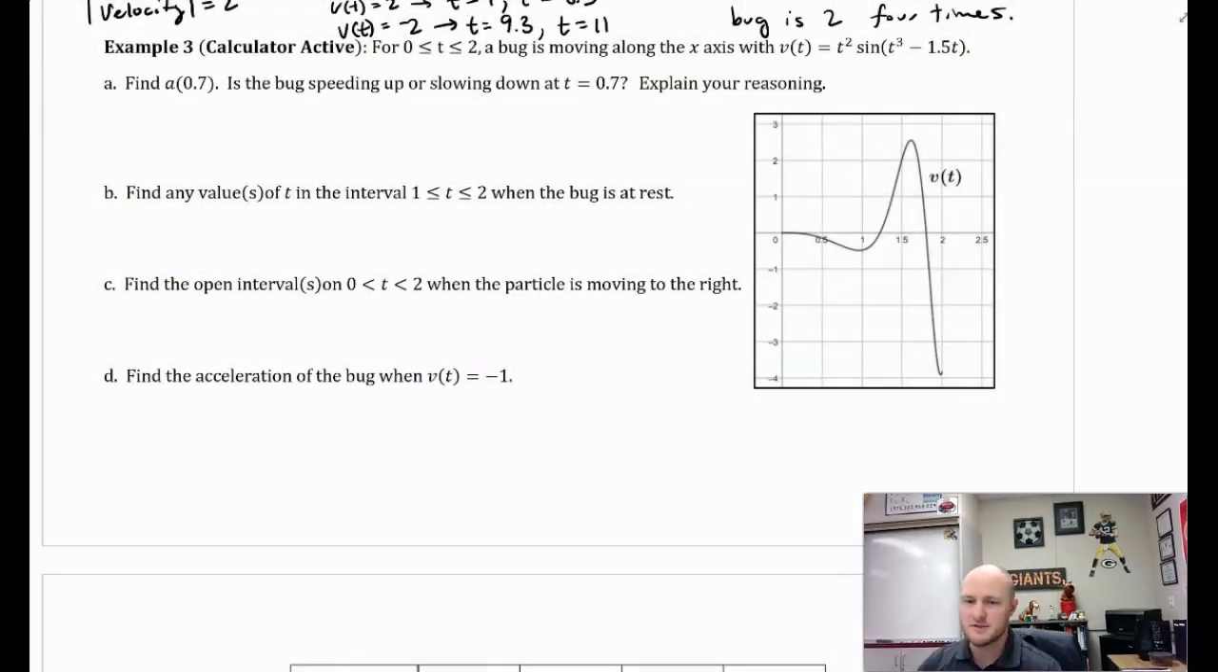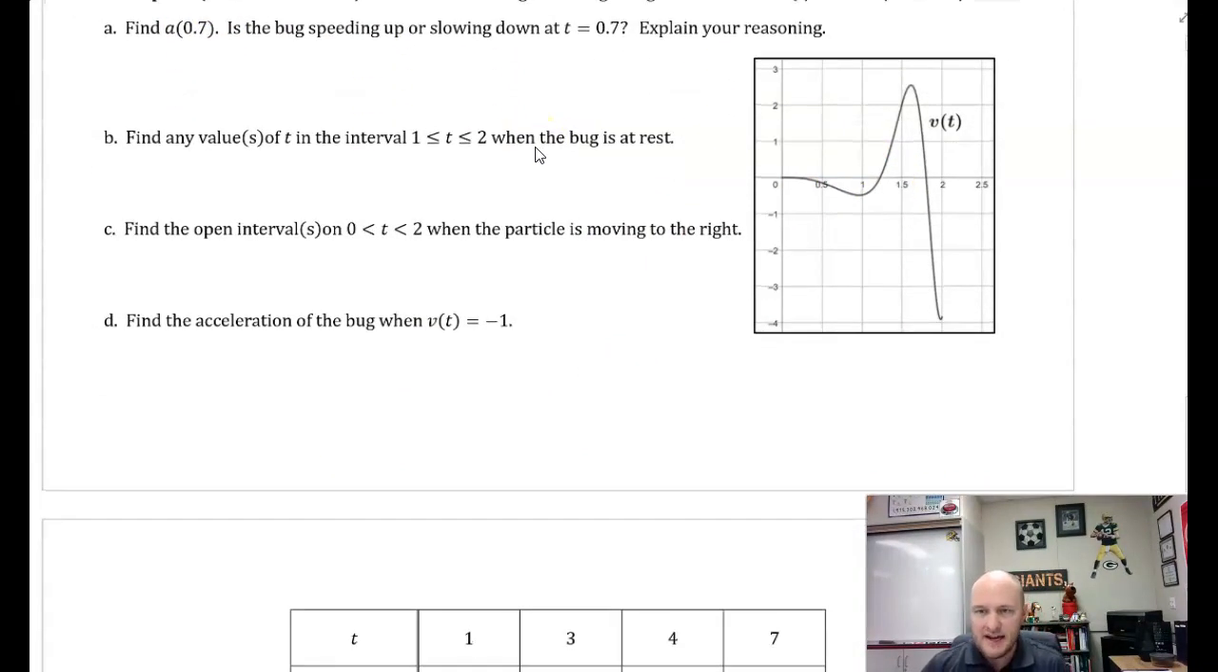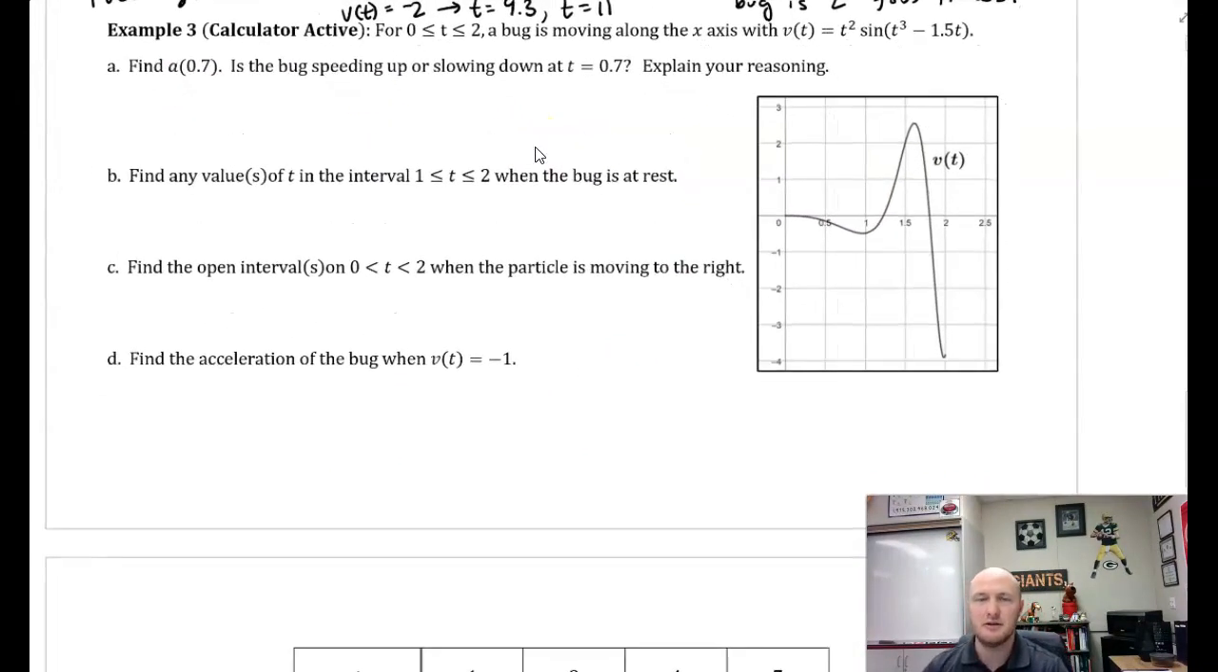This is 4-2, and this is the second lesson on linear motion. Today we're going to talk about some linear motion problems. Diving back into our notes here is example number 3, and example number 3 is calculator active, so you will need your calculator for this example.